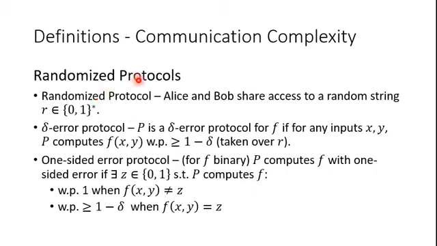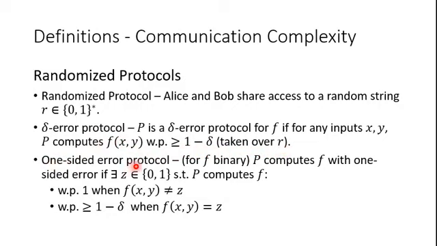Now we have randomized protocols. A randomized protocol is simply a case where Alice and Bob share access to a random string, which we will write as R, of some length. P is a delta error protocol for f if for any inputs x, y, P computes f of x, y with probability at least 1 minus delta, where the probability is taken over R.